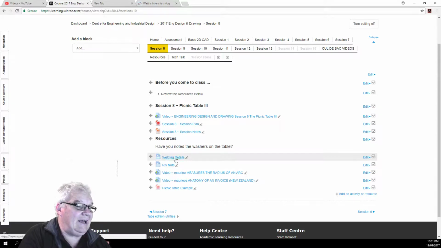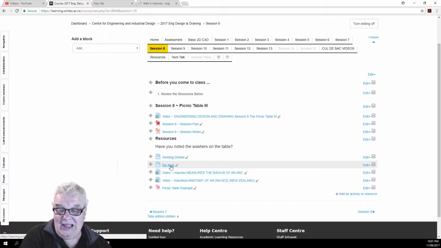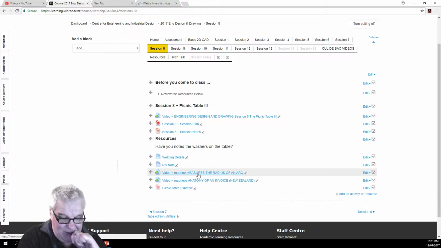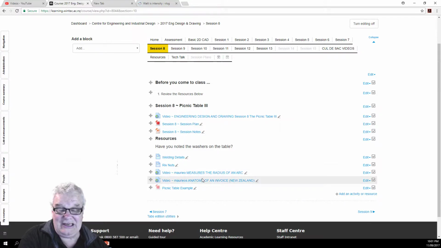And all sorts of things that washers can be. Also down here we've got some information on welding, riv nuts. I wonder what relevance that could have. Mario measures the radius of an arc. So previous years about this time had a few questions about how do you measure the radius of an arc. And so I made a little video on that. Also was getting some questions about invoices. What's an invoice and that? So made a little video on that.